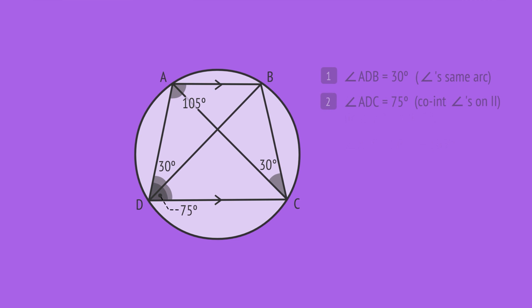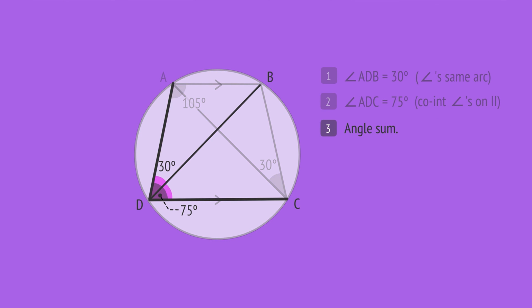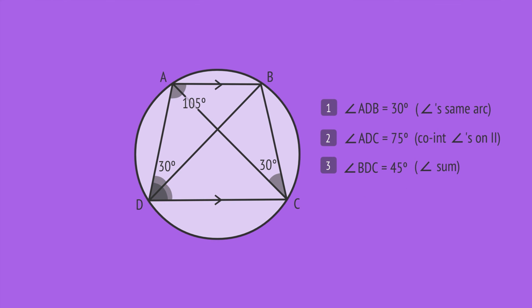Finally, we can find the required angle, BDC, using the angle sum at point D, giving 75 minus 30, or 45 degrees. And our working can be summarized like this, with the abbreviated reasons we used at each step.